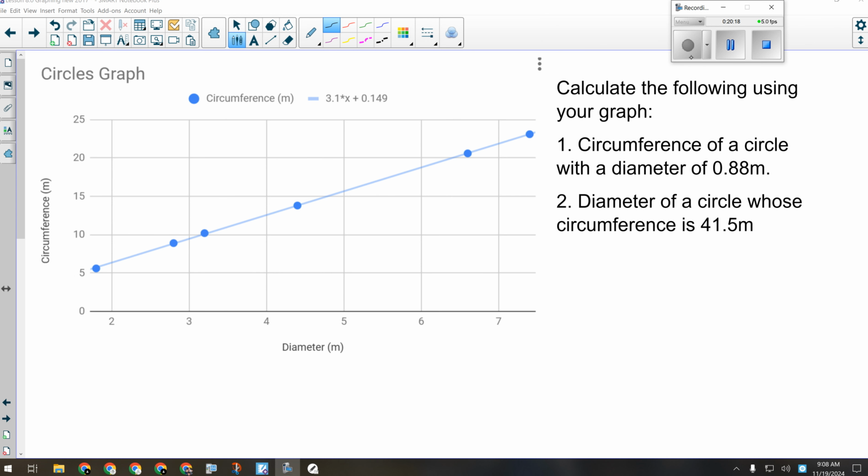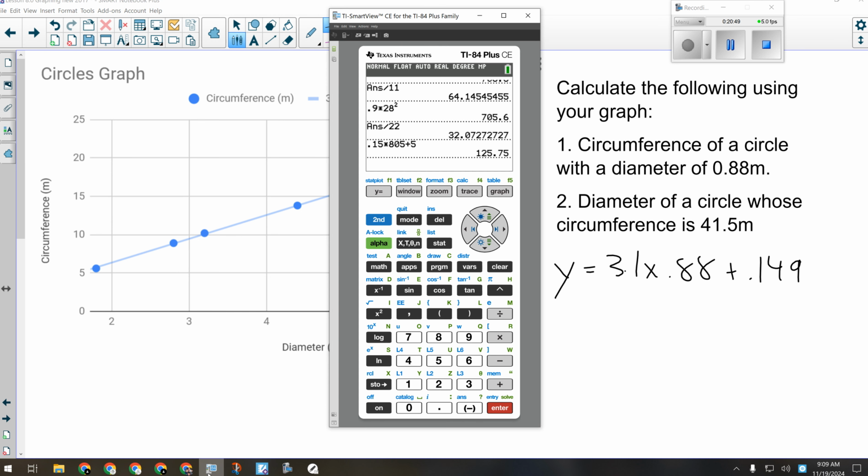All right, let's have a look at these two questions here. We're looking for the circumference of the circle. Are we looking for y or x? Looking for y. Circumference is on the y-axis. So for question number 1, we're looking for y. We know that the slope is 3.1, and we're multiplying that by the diameter we were given because that's an x value. So 0.88 meters plus 0.149 was the y-intercept we got. Not the most accurate, but we'll go for it.